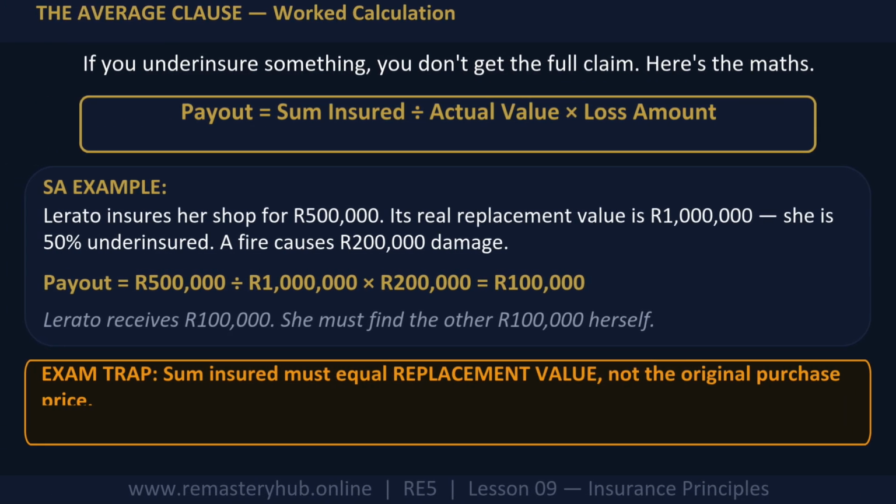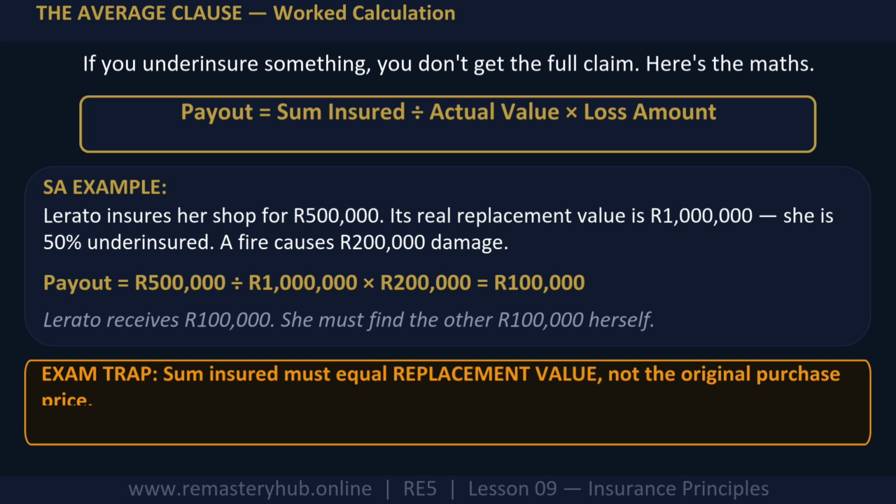The average clause. This is the one calculation the exam actually wants you to do. The formula: payout equals sum insured, divided by actual value, multiplied by the loss amount. SA example. Lorado insures her shop for 500,000 Rand, but the shop's real replacement value is 1 million Rand, meaning she's 50% underinsured. A fire then causes 200,000 Rand in damage. Working through the formula, 500,000 Rand divided by 1 million Rand, multiplied by 200,000 Rand equals 100,000 Rand.